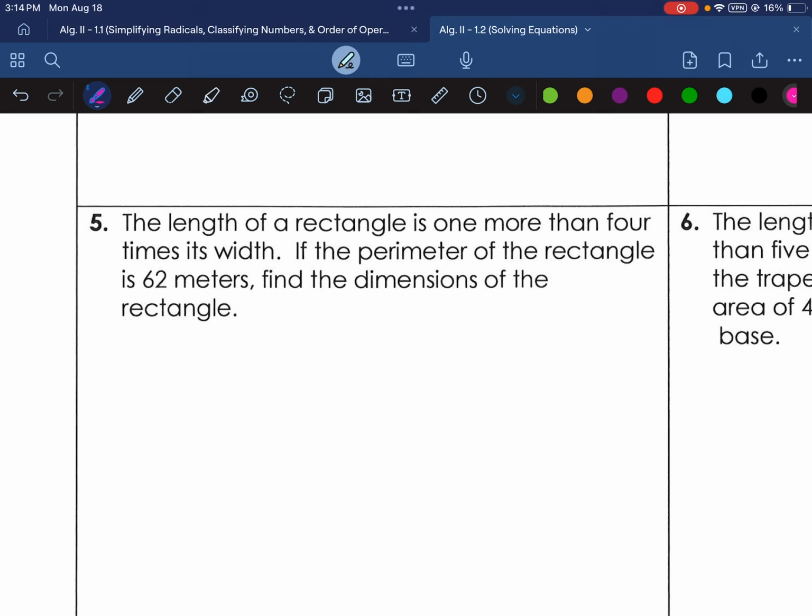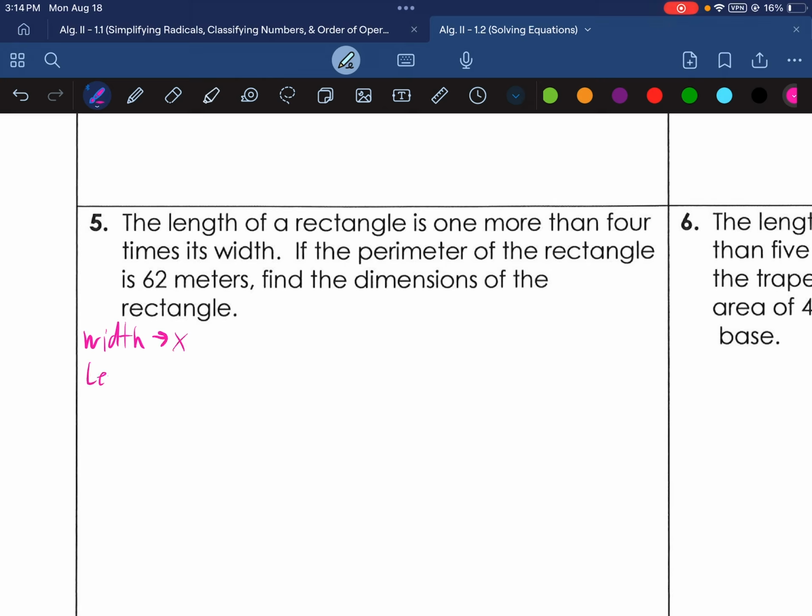The length of a rectangle is 1 more than 4 times its width. The perimeter of the rectangle is 62 meters. Find the dimensions of the rectangle. So here we're dealing with two different numbers again that we're trying to find both of them. And notice this is part of a separate sentence again. So length is 1 more than 4 times its width.